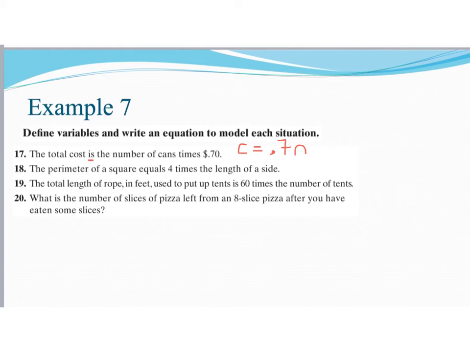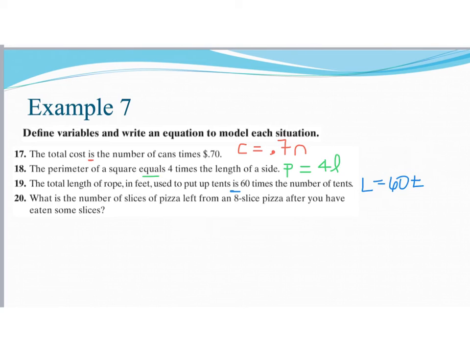Number 18 says the perimeter of a square equals, so perimeter is equal to 4 times the length, which I'll use L, of each side. 19, the total length of a rope in feet used to put up tents is 60 times. So length is equal to, because I have the word is, 60 times the number of tents, which I'm going to use T to represent the number of tents.